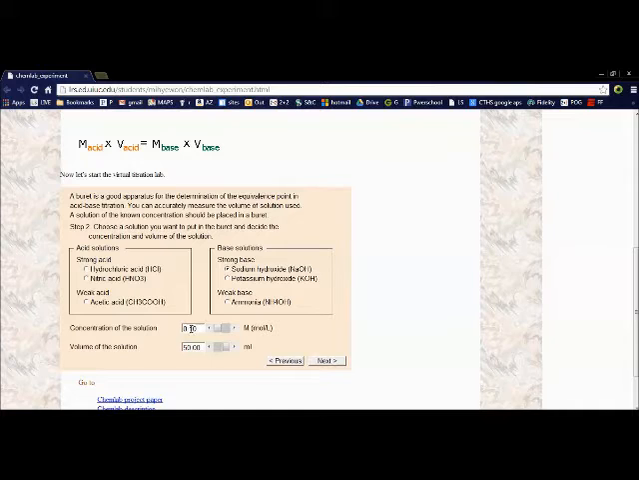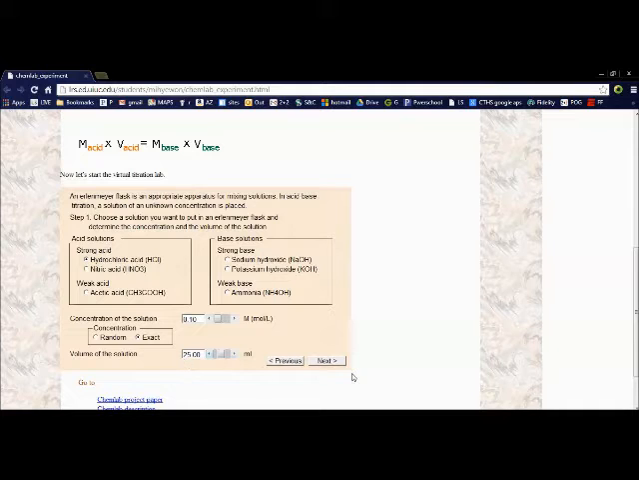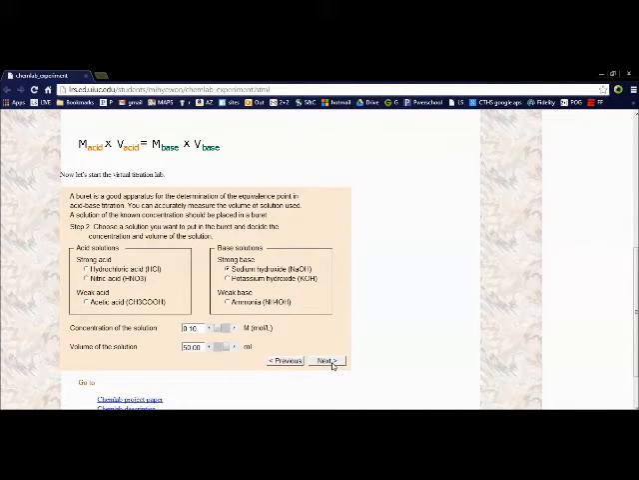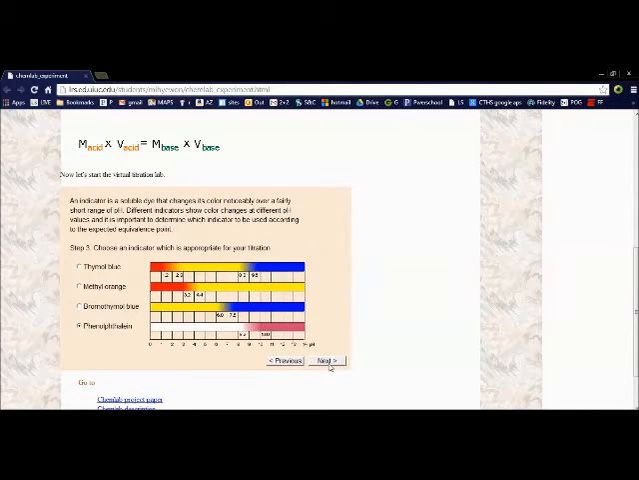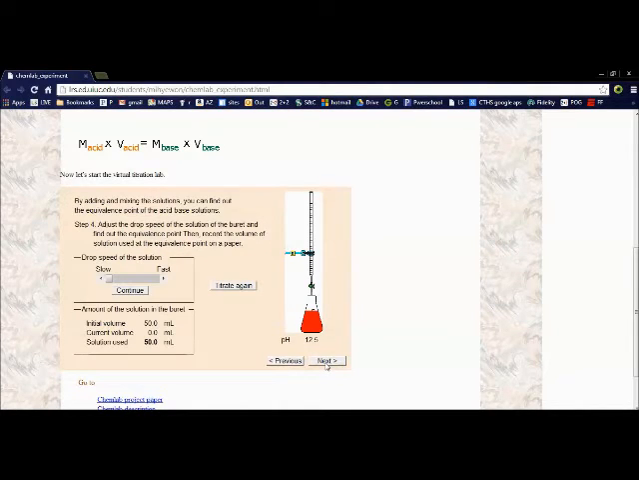We're going to use a strong base. We're going to use 0.1. We started off with 25 cubic centimeters or milliliters of the acid, and our burette is going to be filled with the sodium hydroxide. We're going to use the phenolphthalein. So notice that phenolphthalein turns color right around pH 8.2, which is going to work well for this titration. And in another lesson we'll learn how to best pick appropriate indicators.